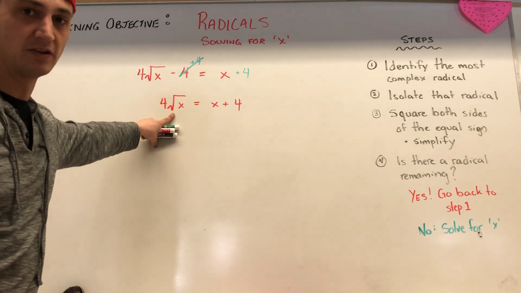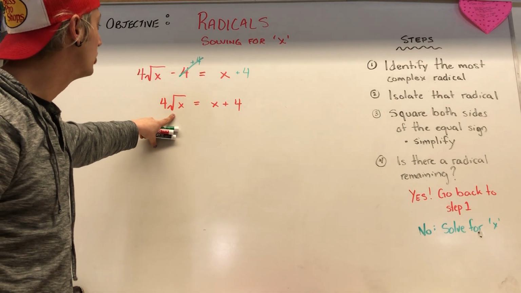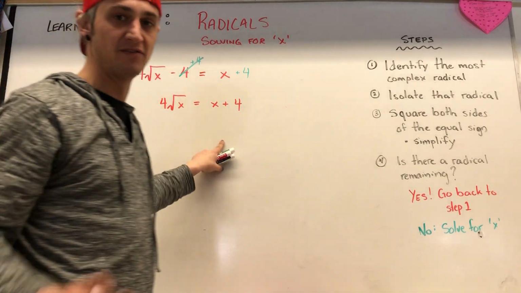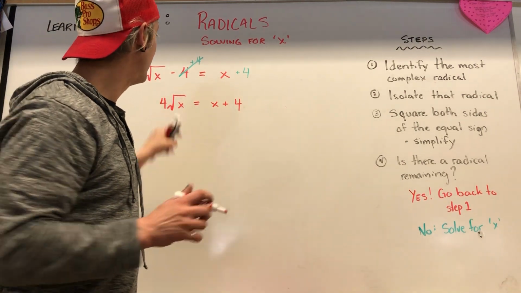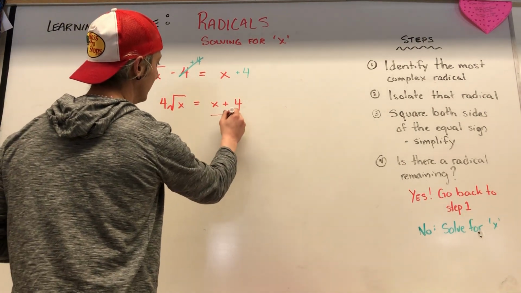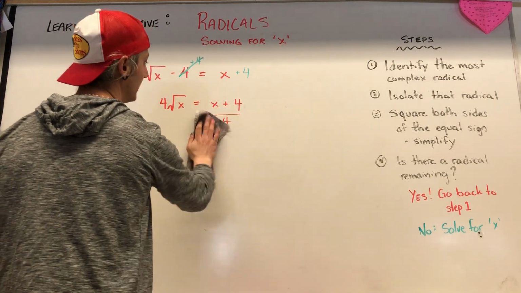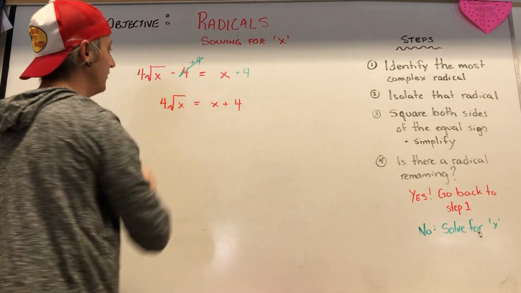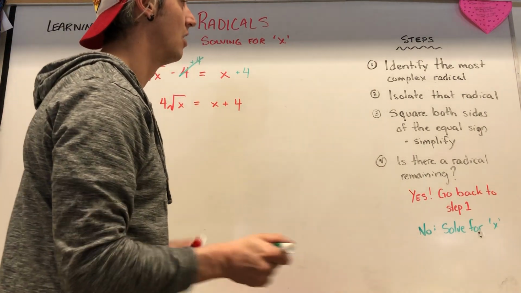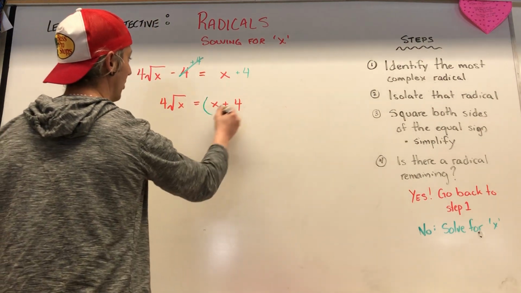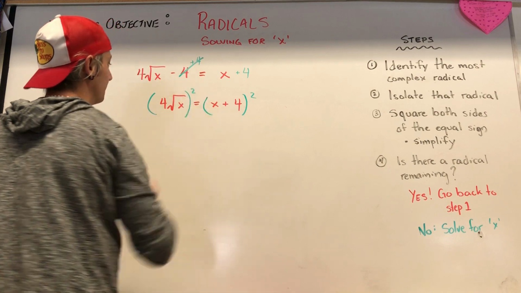This is a mixed radical. I have a 4 in front of this radical. So I could divide out the 4 just so I have the radical alone. But in this case, if I divide out the 4, I'm going to have something that I'm going to eventually have to square, and that looks kind of complicated. So I'm actually going to leave the 4 with the x. And I'm going to just square both sides in their entirety. So I'm going to square all of this, and then I'm going to square all of this.